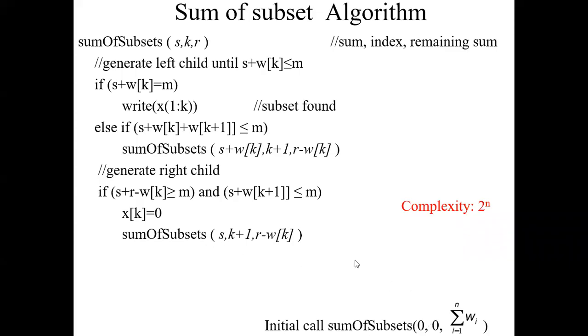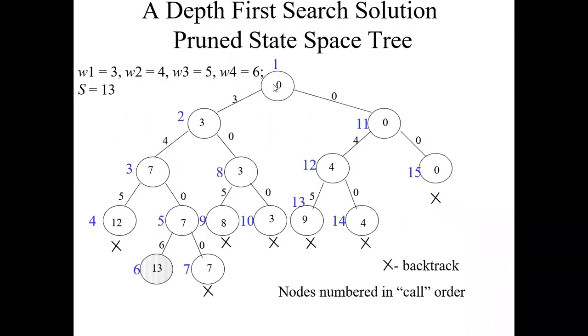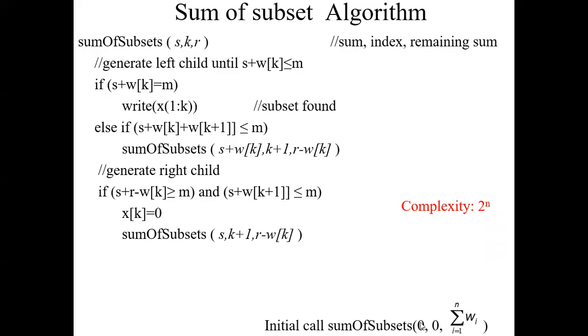So what should be the initial call to this sum of subsets? What will these 3 arguments be at the root? Sum, item and remaining. Remaining items. So what should be the remaining items? That is summation Wi, which is given to you. 0, 0 and summation W. From which what will I know? At the first level the second argument will be 1, at the second level the second argument will be 2, and so on. So the initial call is sum of subset 0, 0 and summation of Wi. Okay.